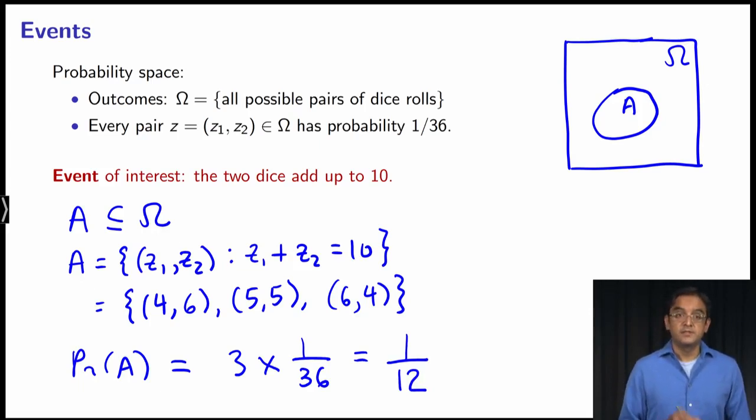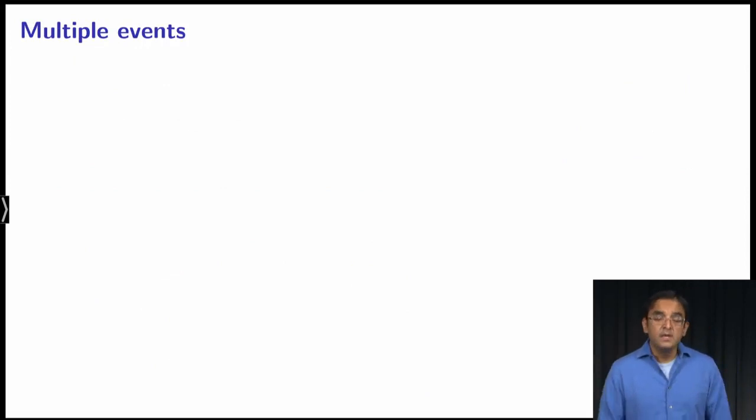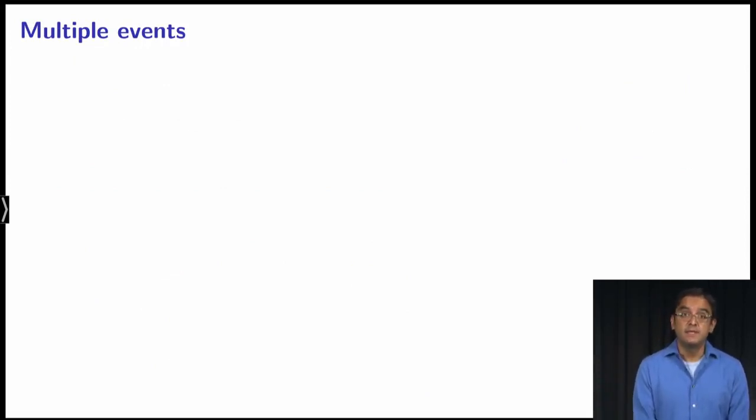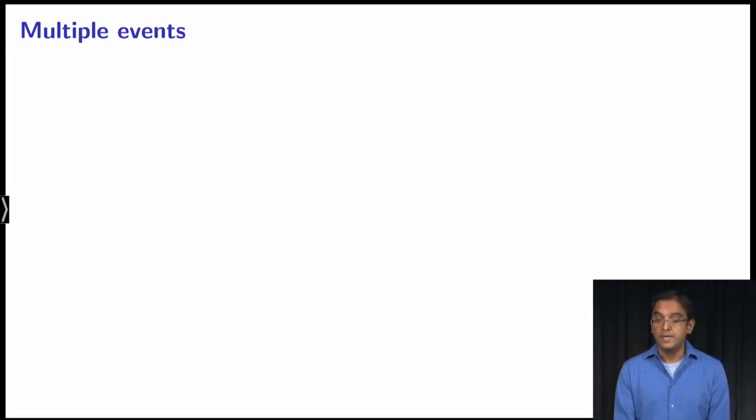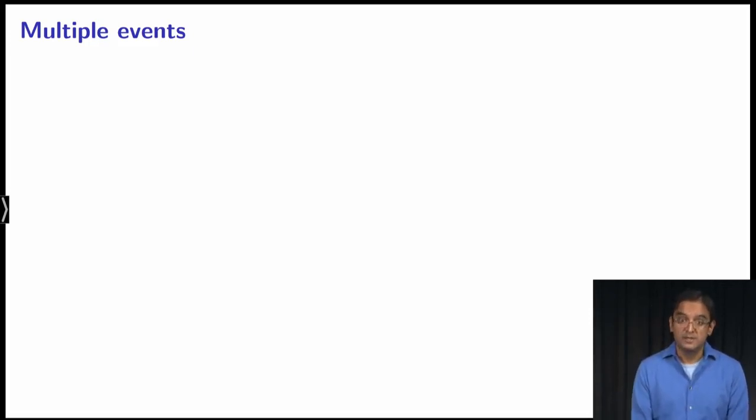Okay? So that's how we define an event and compute its probability. Now, when we are using probabilities in statistics and machine learning, we're typically dealing not just with one event, but with multiple events. For instance, we measure a patient's temperature and blood pressure and wonder whether the patient has a particular disease. So that's a coming together of three events. There's the event that the patient has that particular blood pressure, there's the event that the patient has a particular temperature, and there's the event that the patient has the disease.